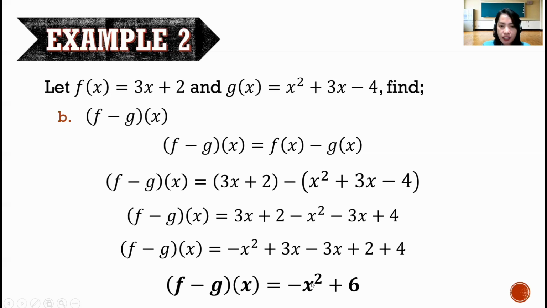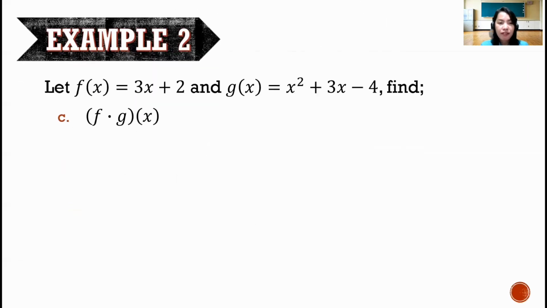Final answer, negative x squared. And then 3x minus 3x, that is 0. So, good as, huwag mo nang isulat yung 0. And then 2 plus 4 is 6. Final answer, the quantity f minus g of x, that is negative x squared plus 6.